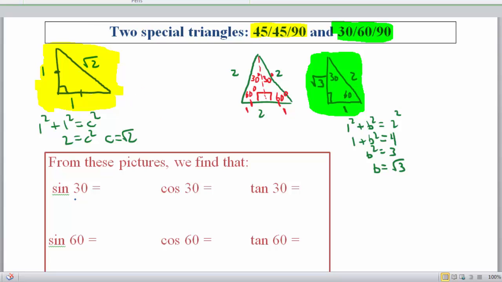Right? So what would the sine of 30 be? It would just be the opposite, which is 1, over the hypotenuse, which is 2. It's just 1 over 2. What would the cosine of 30 be? It would just be the adjacent, which is the square root of 3, over the hypotenuse, which is 2. So this is just the square root of 3 over 2. And what would the tangent of 30 be? It would be the opposite, which is 1, over the adjacent, which is the square root of 3.